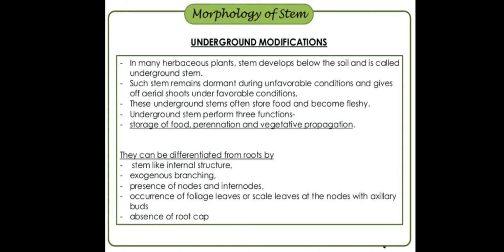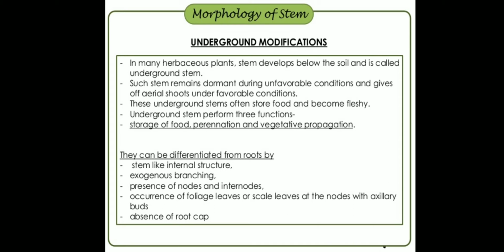Okay, and they can be differentiated from roots by stem like internal structure. Okay, how can you differentiate? Like these underground stems you will find under the ground. That is, generally roots are found under the ground, isn't it? So how will you differentiate between root and stem? So they can be differentiated from roots by stem like internal structures. Okay, exogenous branching, presence of nodes and internodes. You know, roots don't have nodes and internodes, isn't it? But this underground stem will have nodes and internodes.